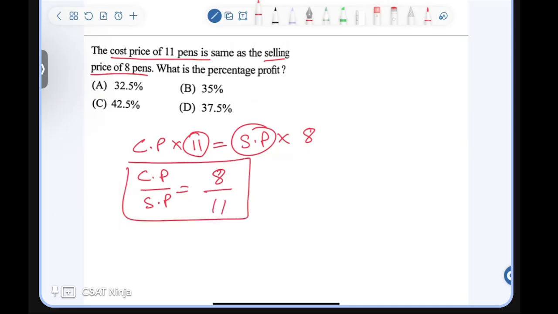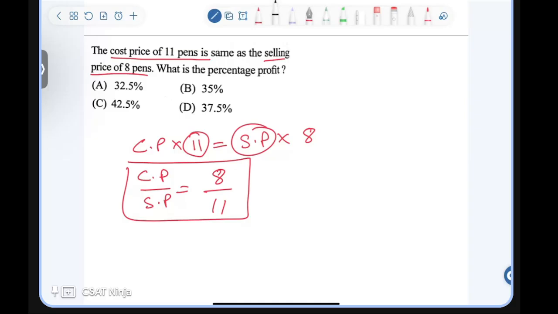So according to this, you are buying an item. Cost price means you are buying an item at 8 rupees and you are selling an item at 11 rupees. So which means, what is your profit there?